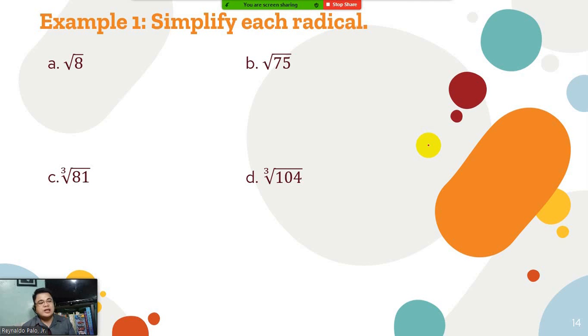Now, let's have the first example. Simplify each radical. First, a square root of 8. Square root of 8, for all we know, is not a perfect square if you're going to base it on the table that we had a while back. So let's talk about the perfect square numbers now. If it is not a perfect square, why are we talking about perfect square? Because the index is 2. Alright?